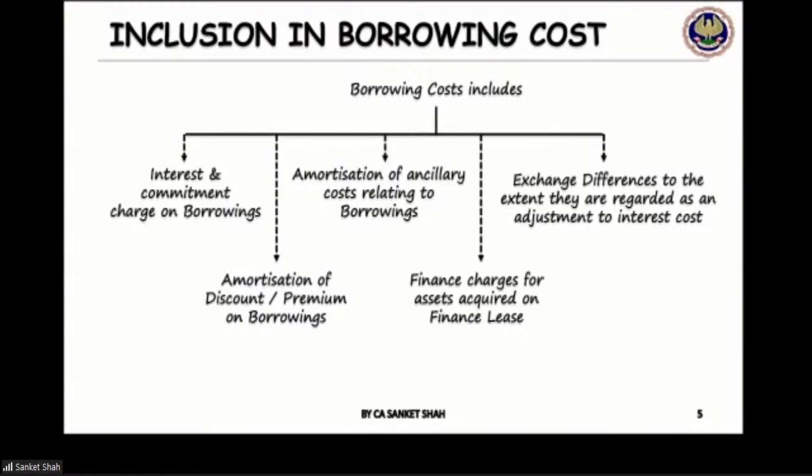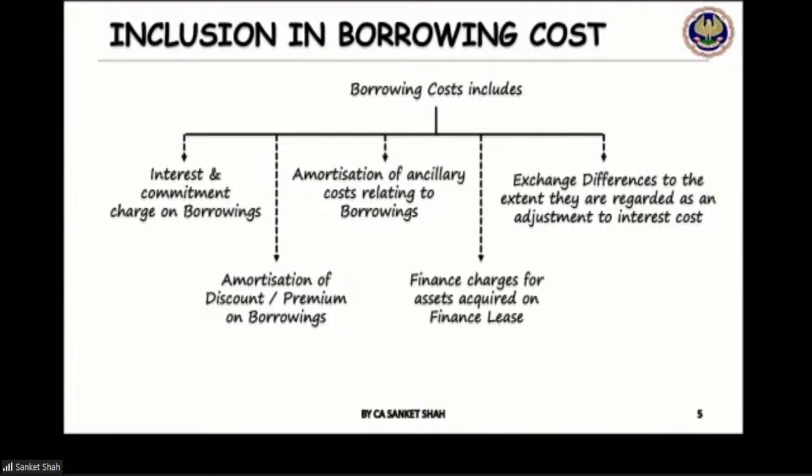Okay. So here, interest and commitment charges. Now, what is commitment charges? At the time of taking loan, you have to pay some extra expenses, like stamp duty or agreement expenses while taking a loan, and such expenses, commitment charges, are also added. If you are getting any discount or premium, discount will be deducted, premium will be added. In case of borrowings, suppose you are issuing debentures, related expenses definitely will be amortized, and finance charges you won't understand.